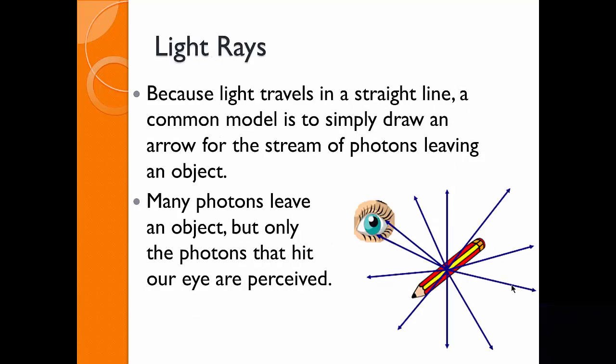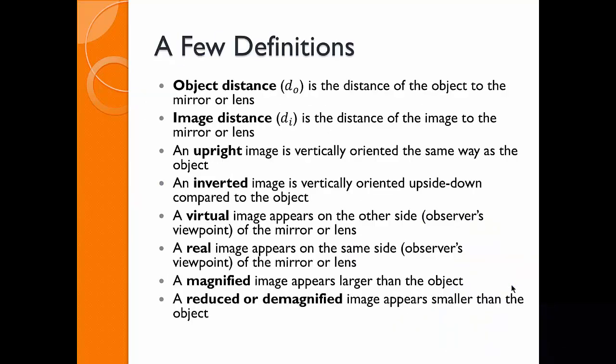Because the light rays travel in a straight line, a common model that we're going to use is to simply draw an arrow for the stream of photons leaving an object. For example, in the picture of this pencil, photons are leaving this pencil in multiple directions. Actually, the photons are bouncing off the pencil since the pencil doesn't generate light on its own. It's only reflecting the light from the environment. But those photons are going to eventually work their way, and some of them will hit our eye, and we will then process that and say, oh, look, there's a pencil. But what happens when it hits a mirror, or what happens when it goes through a lens?